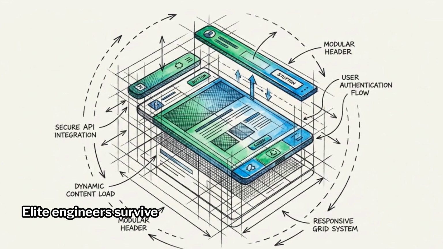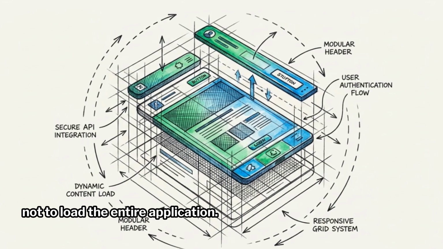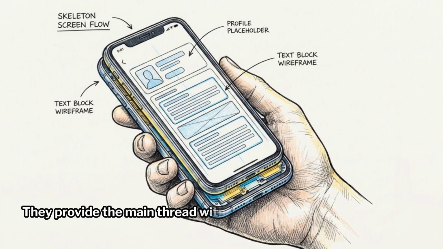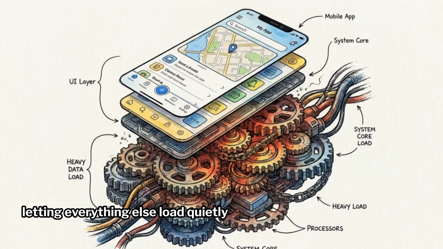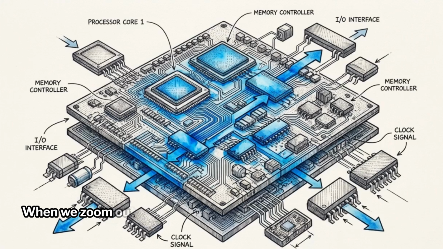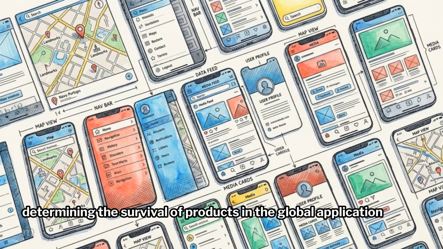Elite engineers survive the cold start by intentionally choosing not to load the entire application. They provide the main thread with the absolute minimum required to create the illusion of readiness, letting everything else load quietly out of sight. When we zoom out from the microarchitecture of the phone, we see this exact engineering battle determining the survival of products in the global application market.